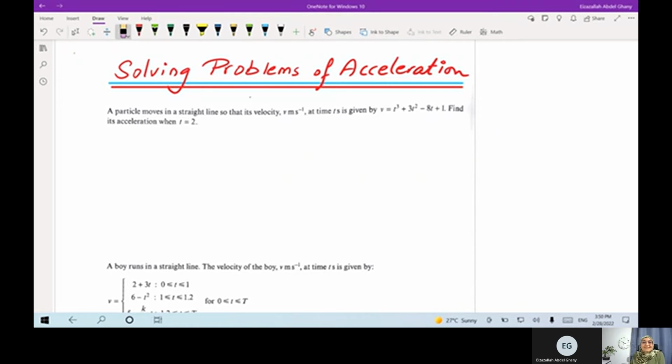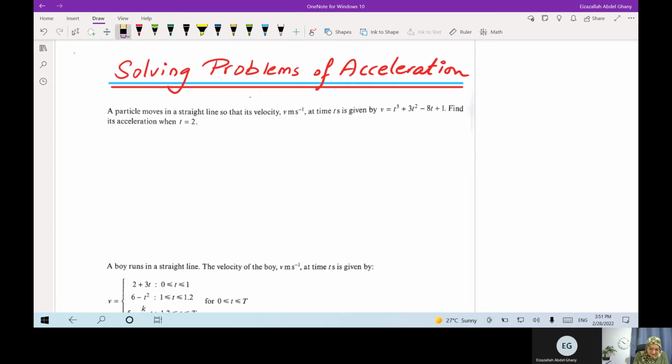Hello, my dear students. Now we'll continue. We'll solve problems on acceleration. A particle moves in a straight line, so its velocity v as a function of time t is given by v as a function of t. Find its acceleration when t equals 2.